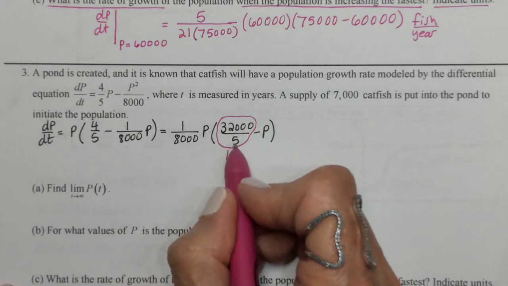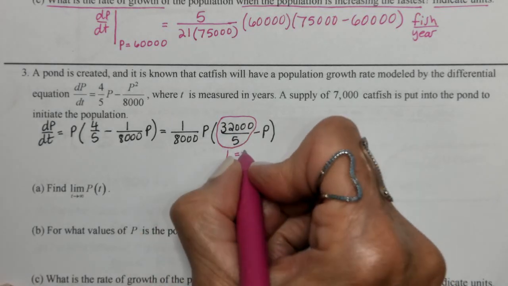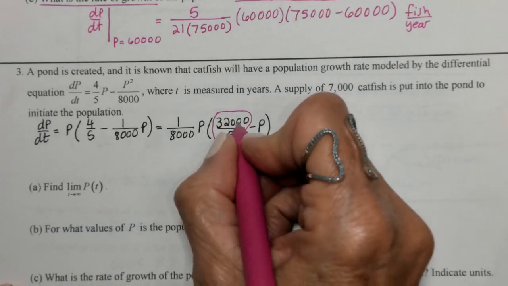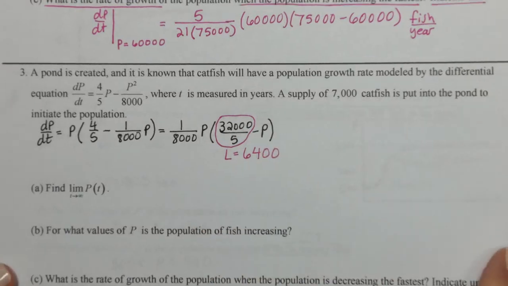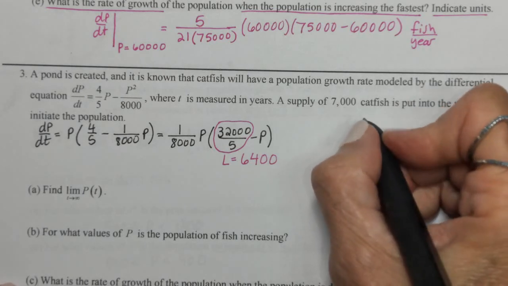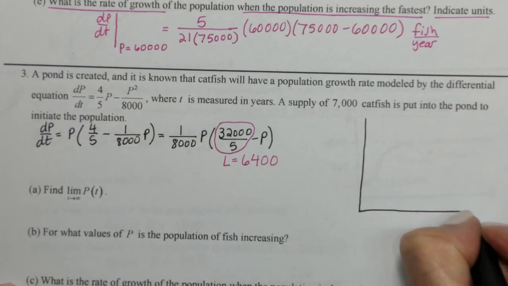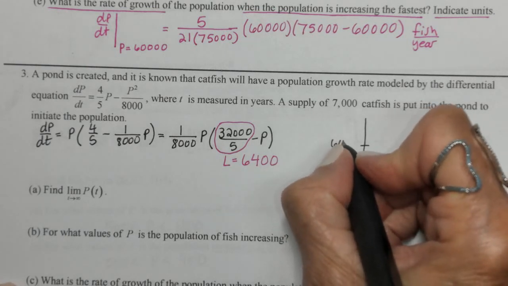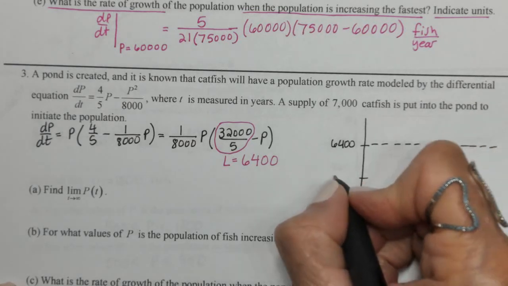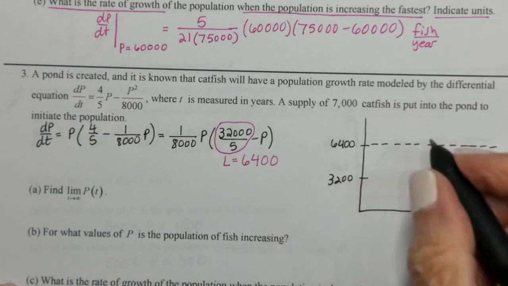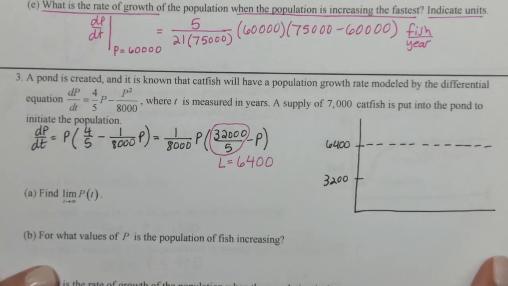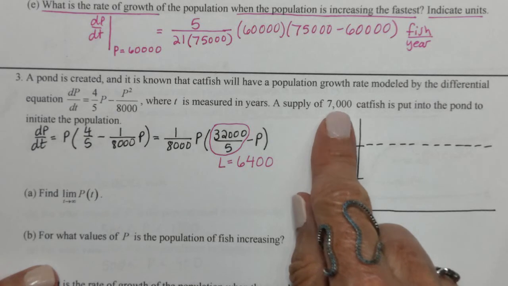I'm going to do a little division here. 5 goes into 32 6 times with 2 left over. 5 goes into 24 times, and then we have 2 zeros. So L is 6,400. So on our graph, L is 6,400. Half of L is 3,200. But what is our initial value? The initial value is 7,000.